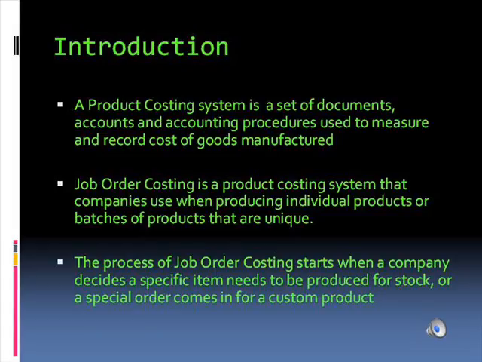Next, job order costing is a product costing system that companies use when producing individual products or batches of products that are unique. The process of job order costing starts when a company decides a specific item needs to be produced for stock, or a special order comes in for a custom product.